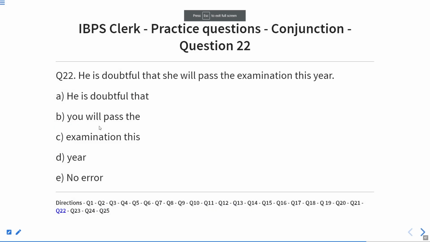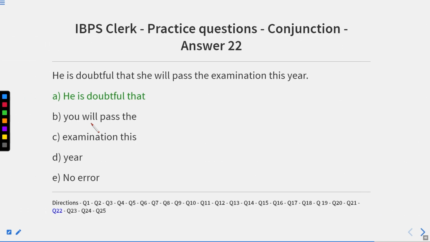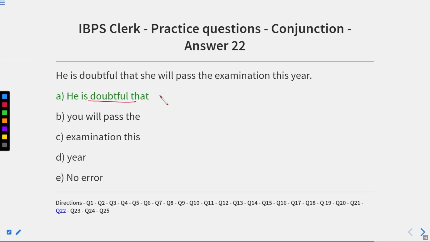So now this is question number 22. It is written, he is doubtful that she will pass the examination this year. So the sentence is incorrect. Why so? Because as I told you earlier as well, if the word doubt or doubtful is written and the sentence is affirmative, we have to write whether or if with it. That cannot be there. So here the answer is, you can see over here, he is doubtful that, this that should be replaced with whether or if. So this will be the correct answer.